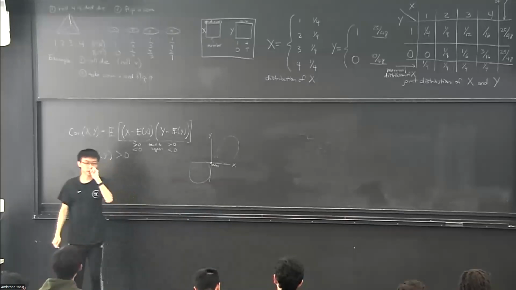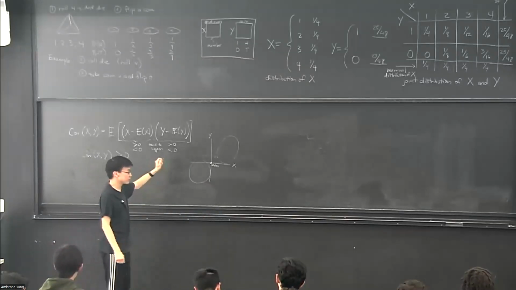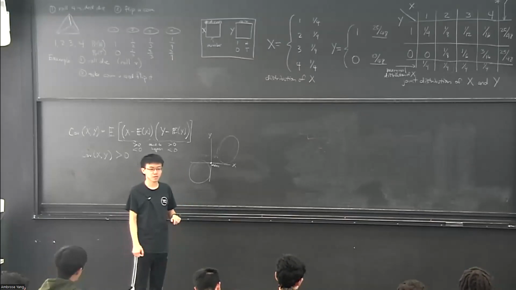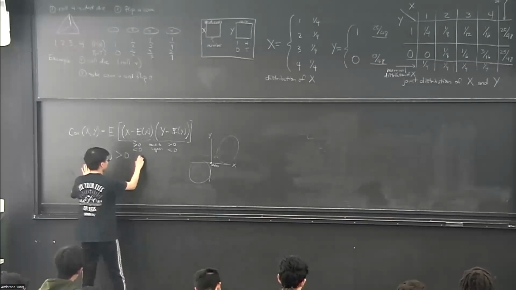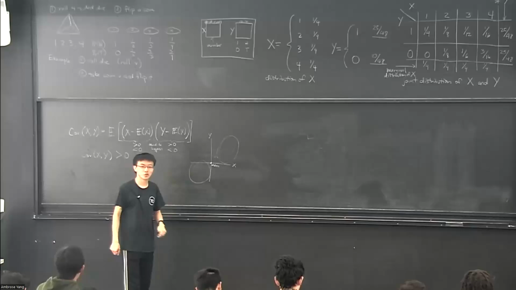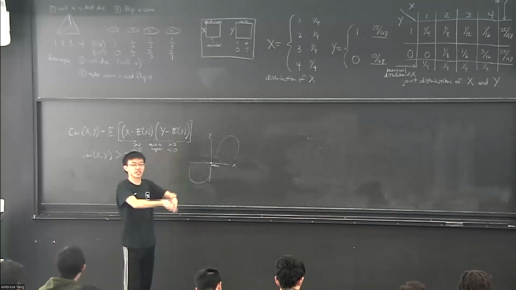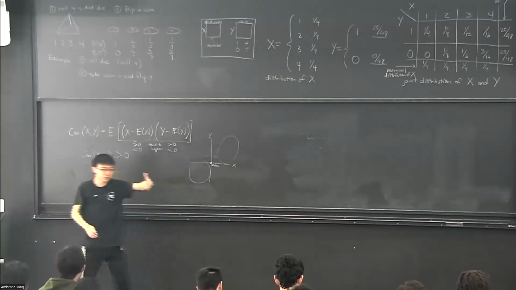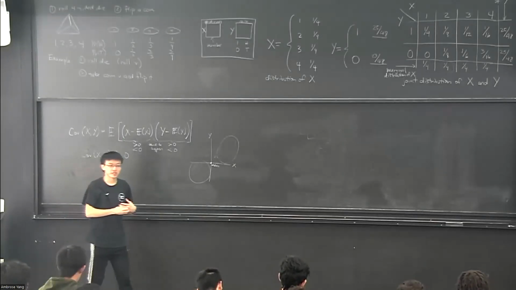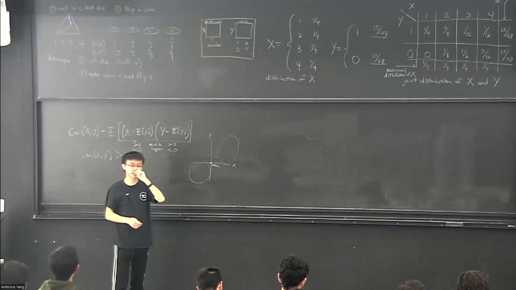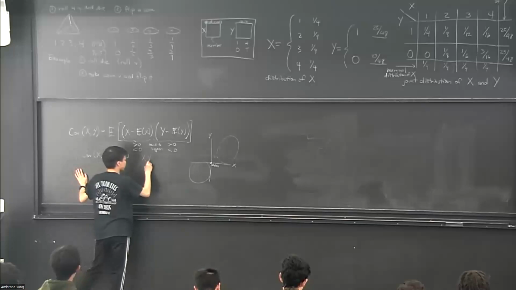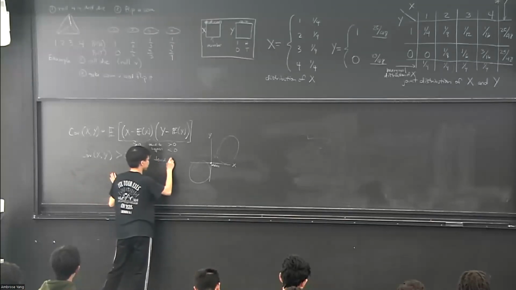And you can see here why this means that x and y intuitively are positively correlated. Positively correlated just means that when x gets big, y also tends to rise with it. When x goes small, y also tends to fall with it. So that's the intuition behind it. So x and y tend to grow together.